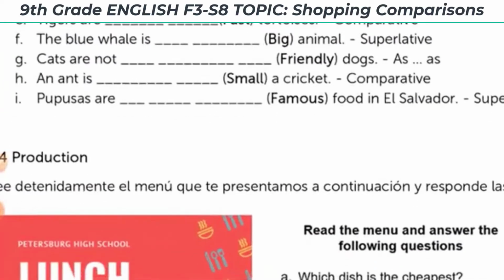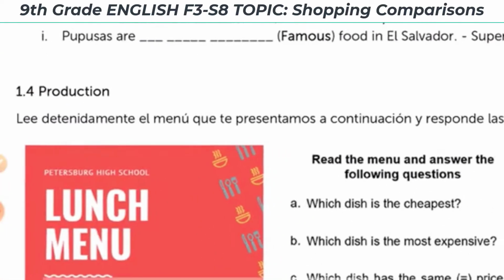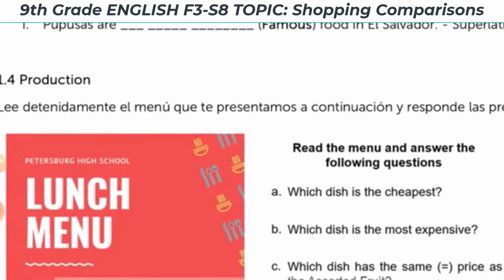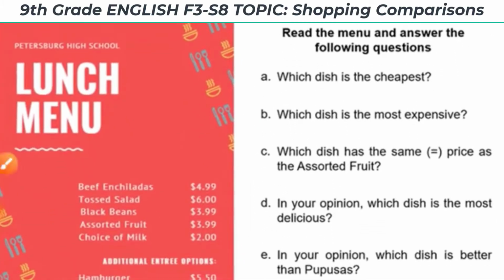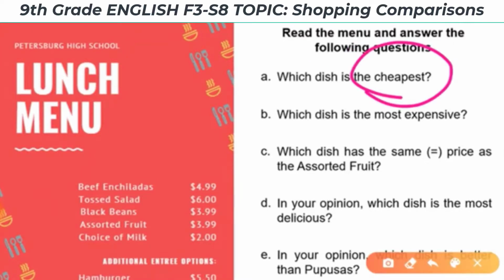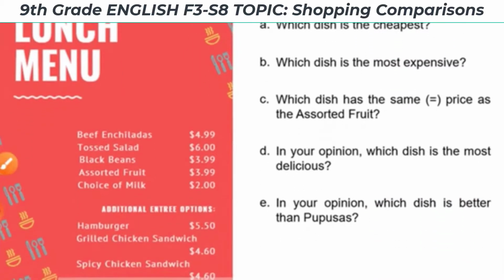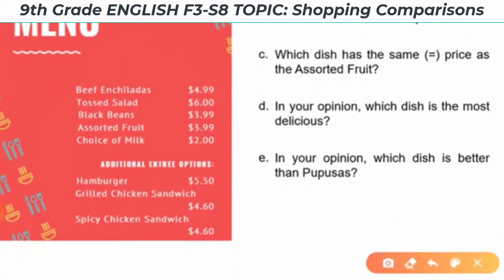Now, production. Lee detenidamente el menú que te presentamos a continuación y responde las preguntas. Lee el menú y responde las preguntas. So read the menu and answer the questions. You got, for example, the cheapest, el más barato. So we say, what is the cheapest? The cheapest is this one. The choice of milk is the cheapest.